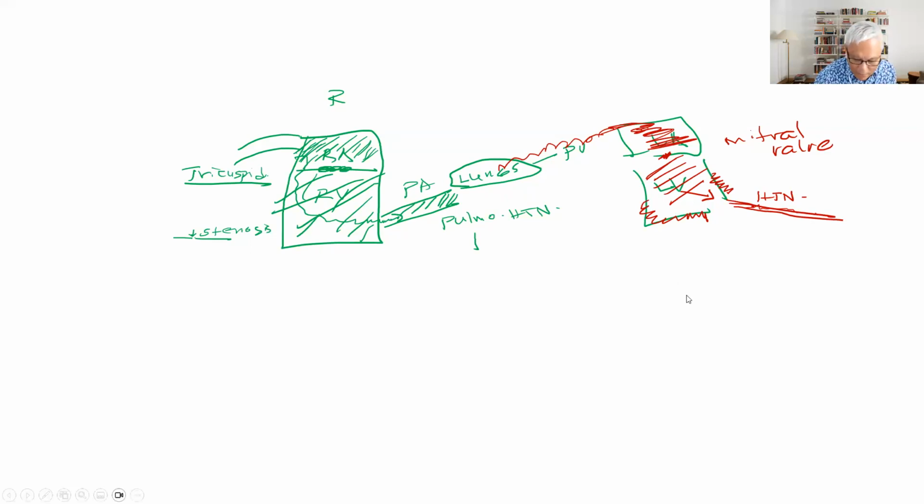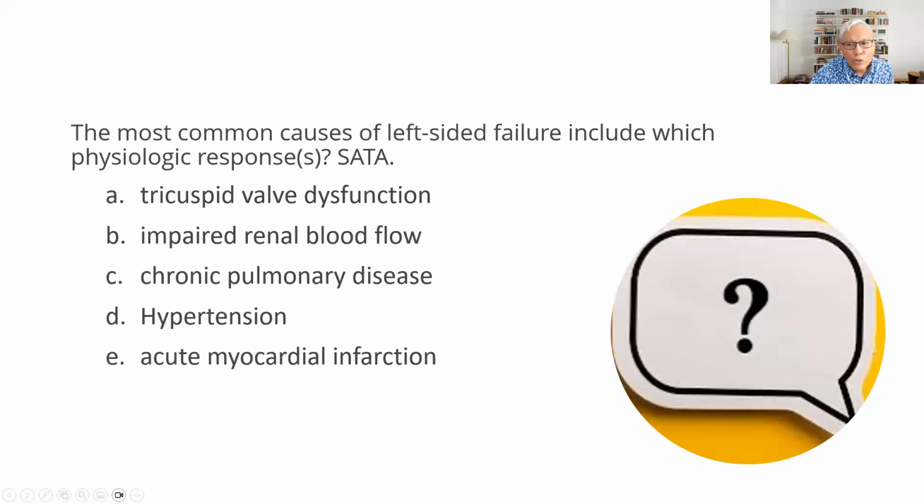So going back to that question now, can you change your answers now and just put it on the chat box to see what your answers are now after I have explained that? Go ahead and put it in the chat box.